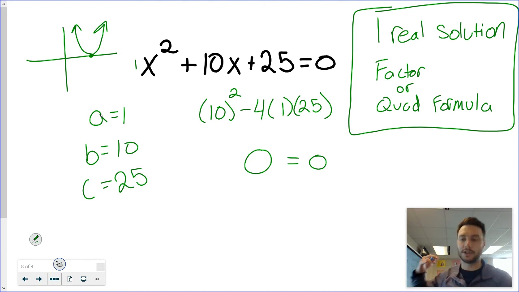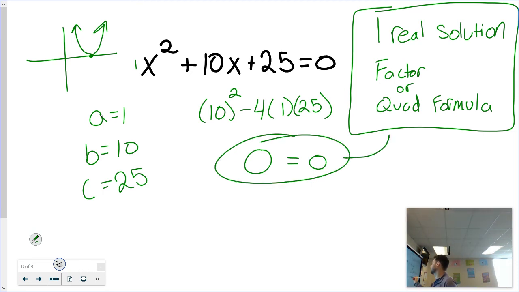So once again, I don't need you to actually find the 2 solutions. I want you to find the discriminant here. Okay, these are the 2 things I want you to do. I want you to find the discriminant, what is it, and tell me what it means for your solutions.